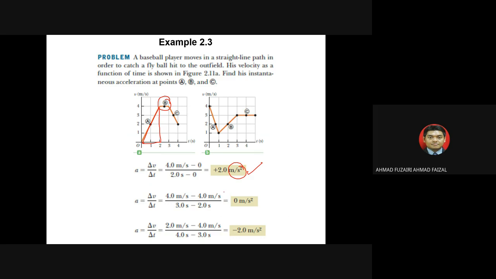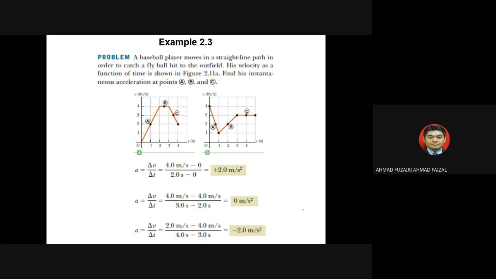And then afterwards, at point C, now we need to do another triangle here. You can see here when the velocity decreases, the value of the acceleration will become negative. This is what we call deceleration. Okay, deceleration.